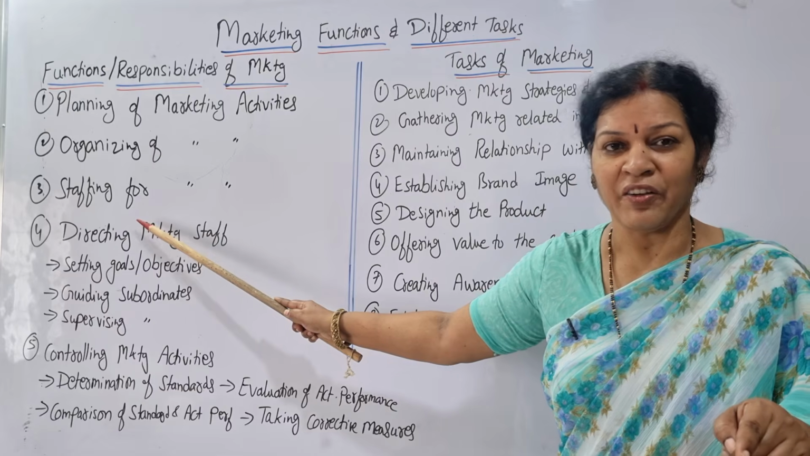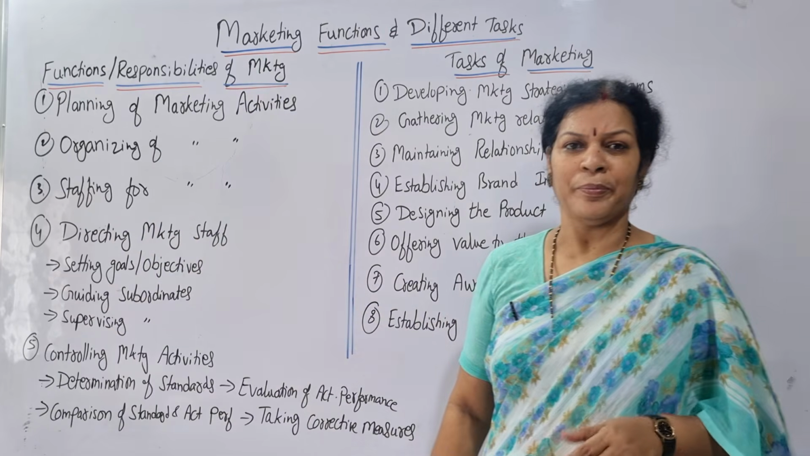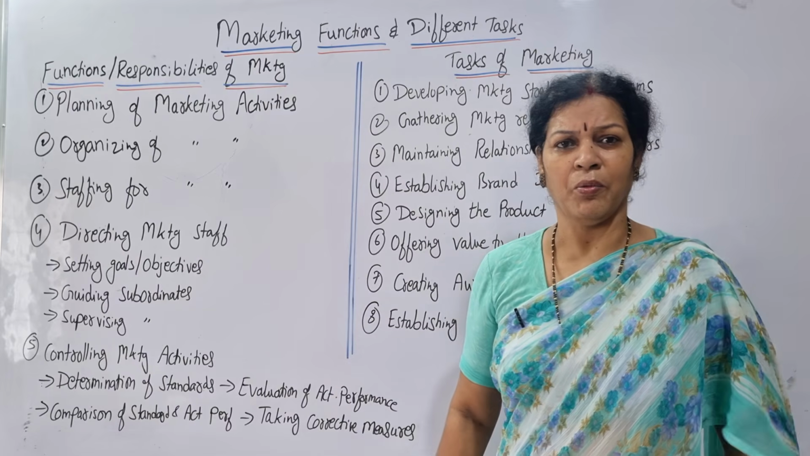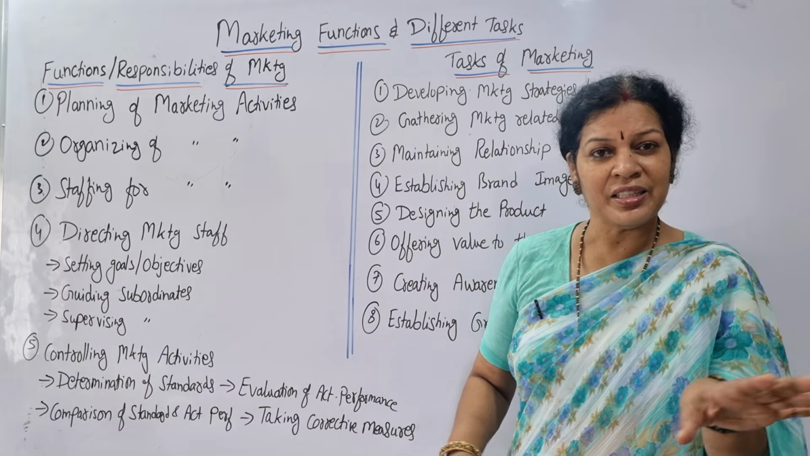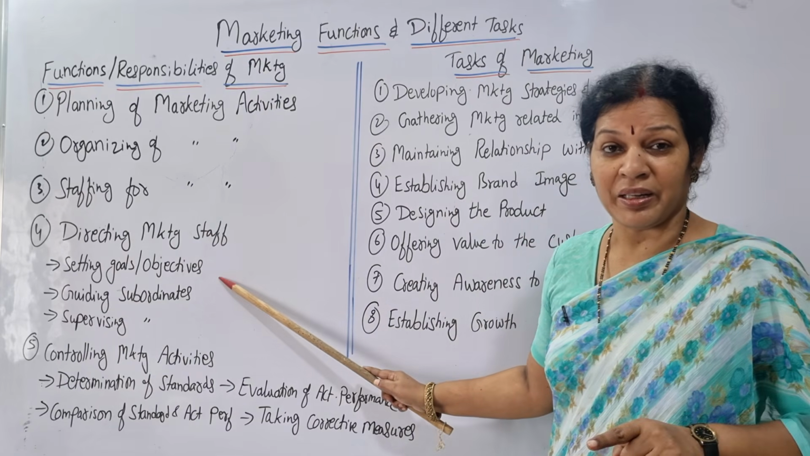Next one, directing marketing staff. Recruitment is over. Staffing is over. Then what to do? Direct the marketing staff. Guide them: what to do, when to do, how to do. So all these things, a proper guidance, come under the fourth point, directing the marketing staff.